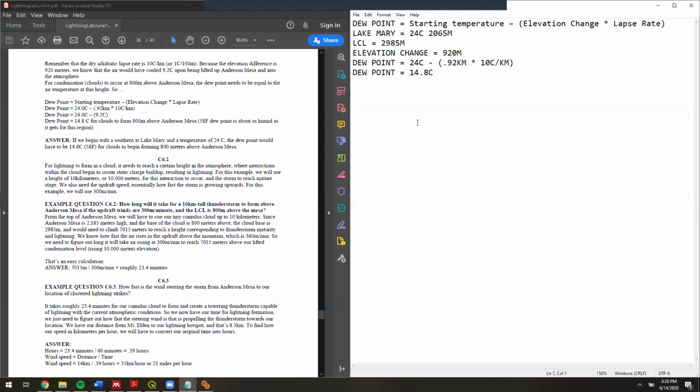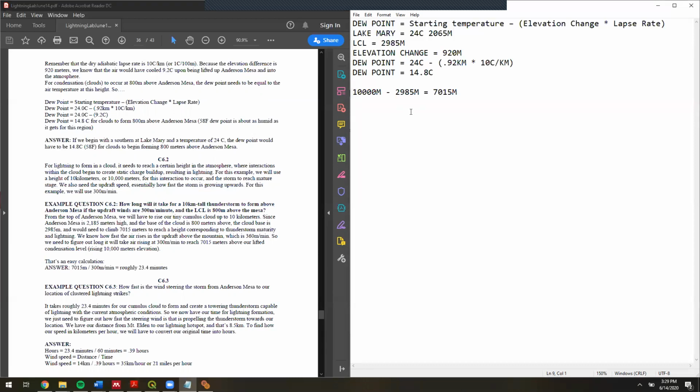Okay, and so in order to solve for this, we just need to figure out the difference in elevation between our lifting condensation level and the top of the cloud. So we're basically finding the thickness of the cloud. In order to do that, we just need to do 10,000 meters minus 2,985 meters, and that's equal to 7,015 meters. And we're saying that with updraft winds of 300 meters per minute, how long is it going to take for our thunderstorm to reach maturity? How long is it going to take for it to reach 10,000 meters, 10 kilometers in the atmosphere?